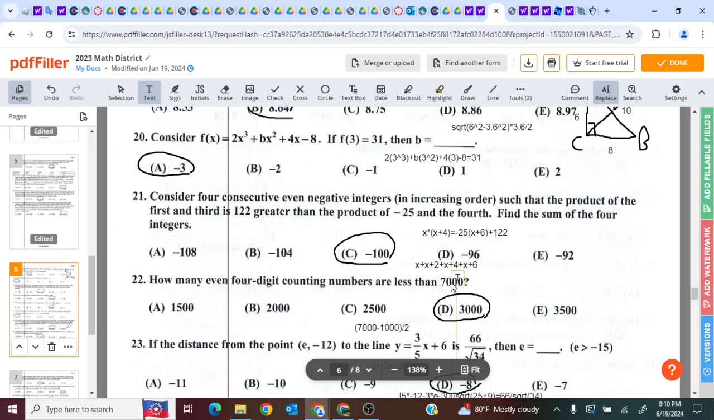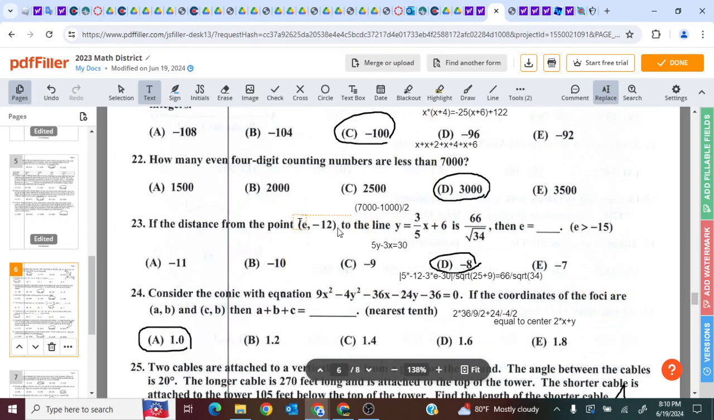How many even 4-digit counting numbers are less than 7,000? Well, you can imagine numbers from 0 to 999 are not 4 digits. So you subtract those 1,000 numbers from 7,000. And then of the remaining numbers, half of them are even. So divide by 2, and you get 3,000.